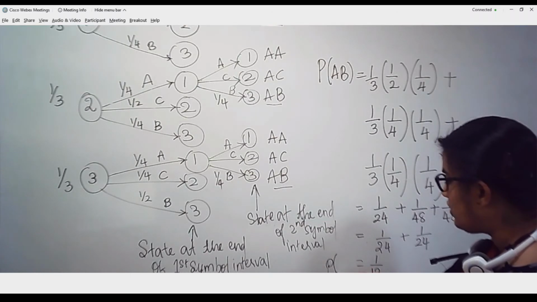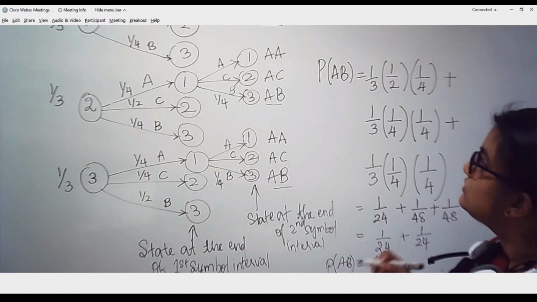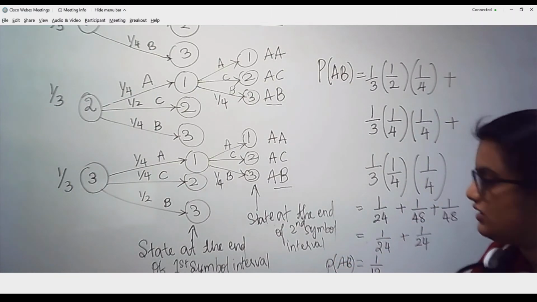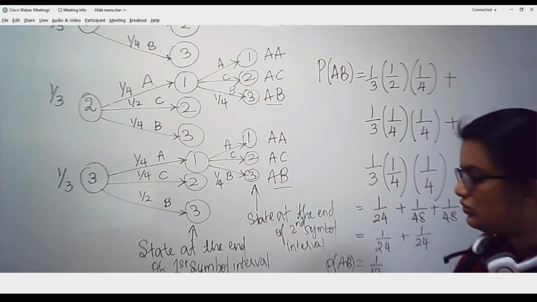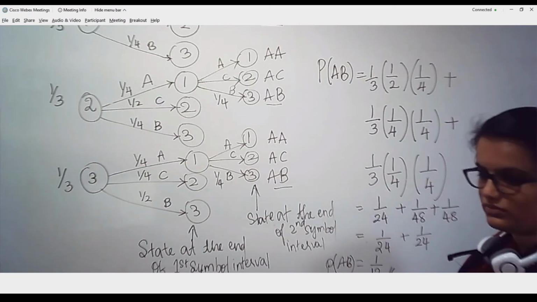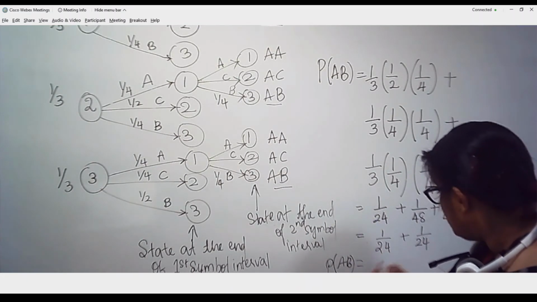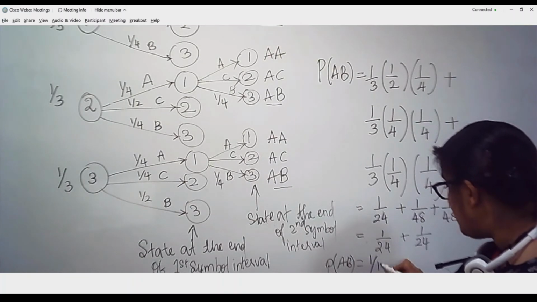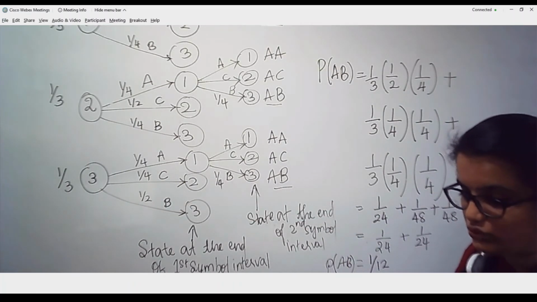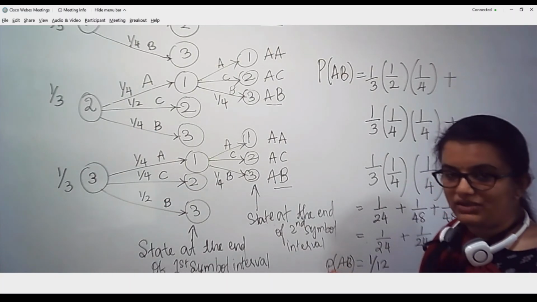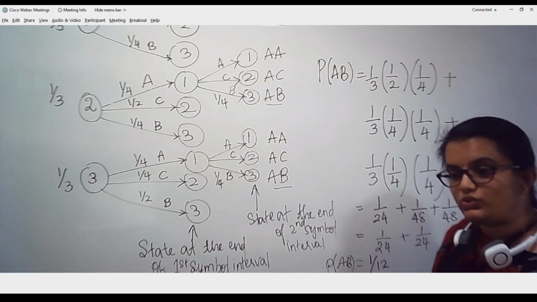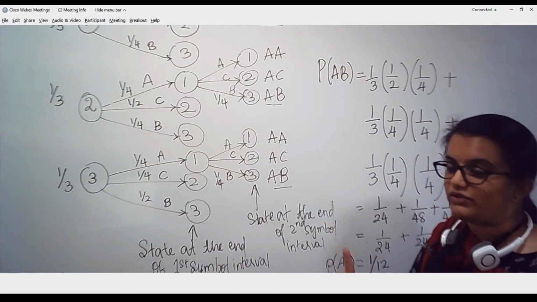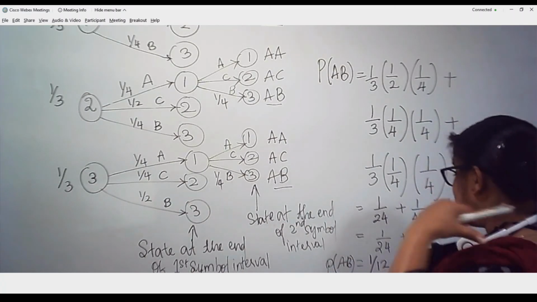So the probability of this Markov source to generate the message called AB is equal to 1 by 12. You saw an example in the previous independent source that the probability of getting an A was 1 by 26. The probability of getting a B was also 1 by 26. So the total probability would be 1 by 26 into 1 by 26. But here it is not the case.